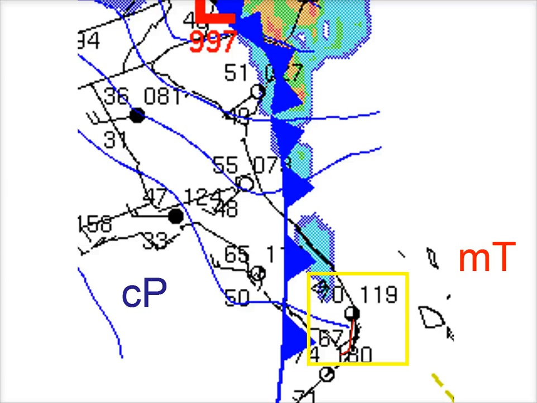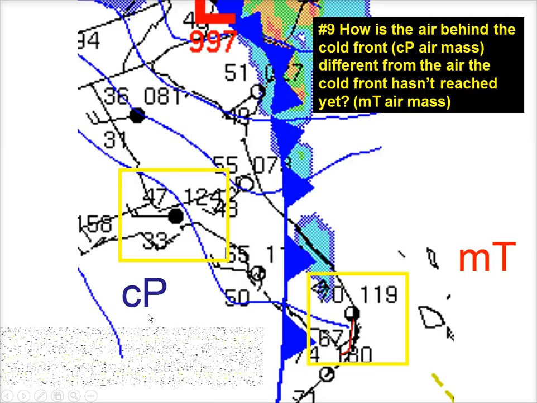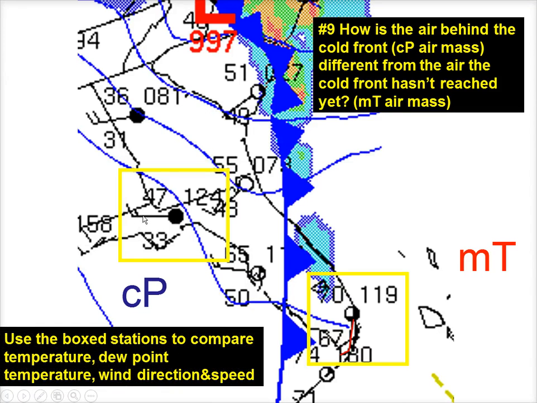So we have one area over here which is in front of the cold front, meaning the cold front hasn't reached it yet, and we're in our warmer maritime tropical air. And then we have a station in back of the cold front, meaning the cold air has covered it, and we're in our continental polar air. So the question is, how is the air behind the cold front different from the air in front of the cold front where the cold air hasn't reached yet? And you're going to be comparing the temperature, the dew point temperature, the wind direction, and speed over here.